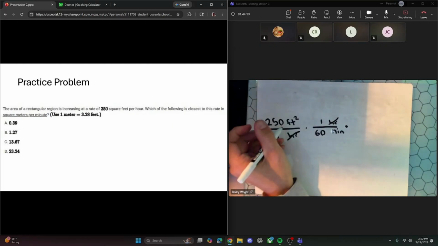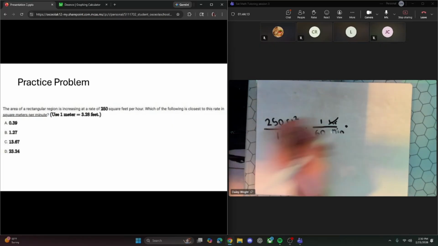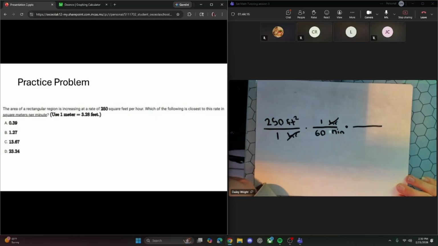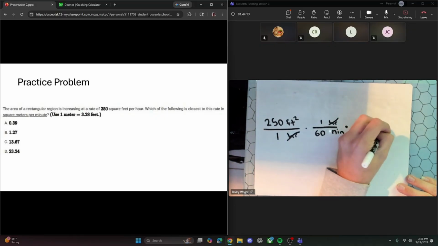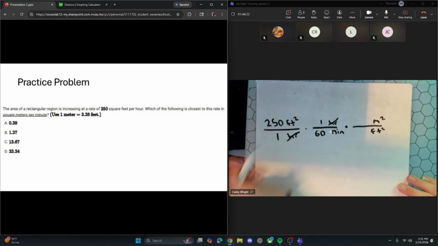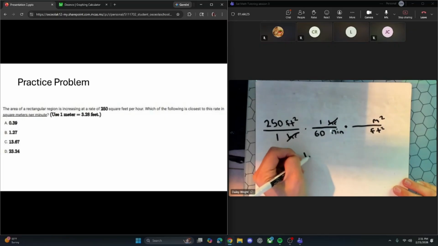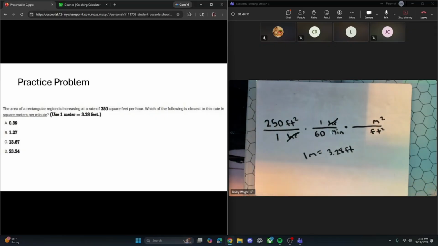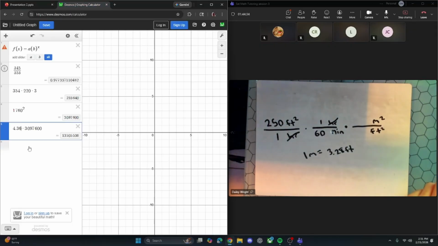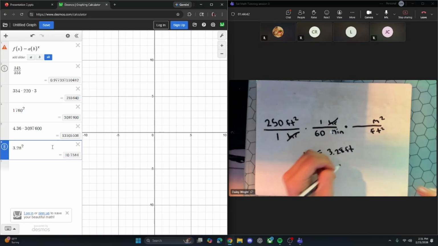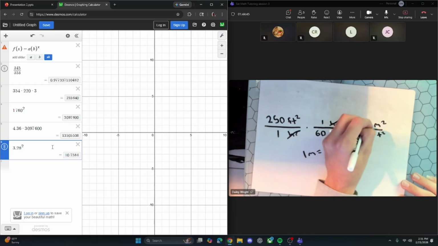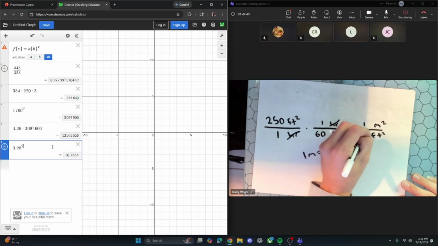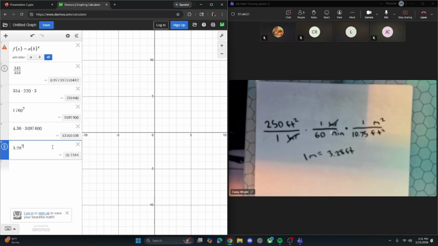So we want to get it out of square feet per minute and get it into meters or square meters. So feet squared would go on the bottom, and then meters squared would go on the top. So 1 meter equals 3.28 feet. We have to square both of those to get how many square feet are in a square meter. 3.28 squared. That's going to be 10.75. So in 1 square meter, there's 10.75 square feet.